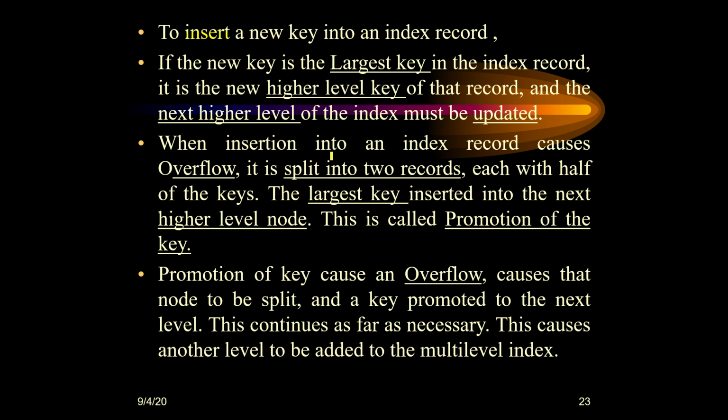This procedure of promoting the largest key to the higher level is known as promotion. Because of this promotion, it can happen that the higher level gets overflowed again. In that case, I again need to do splitting and then do the updation for the higher levels as well. It keeps going if necessary. This is how multi-level indexing happens in a B-tree.